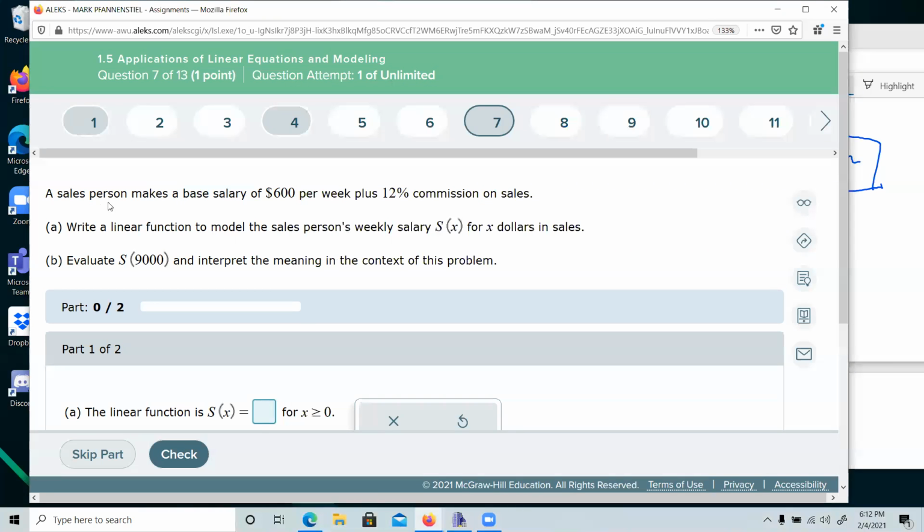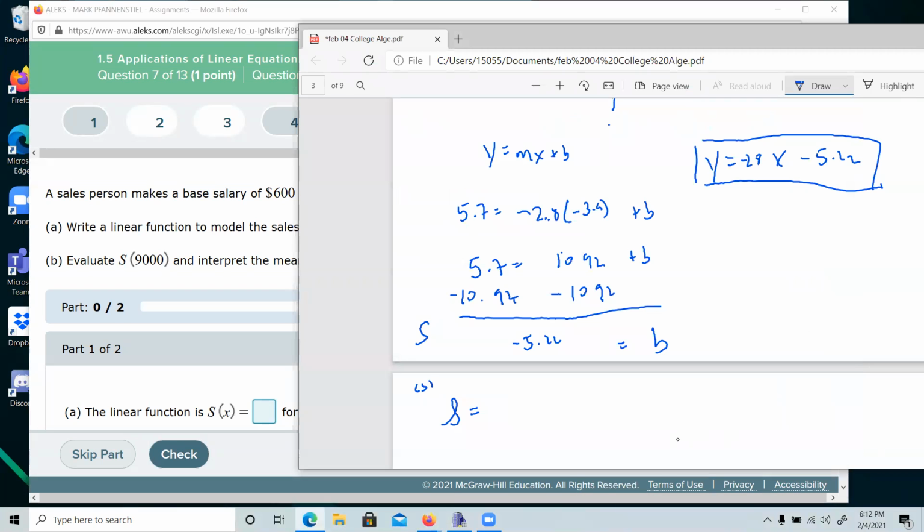Okay. So the person makes a base salary, $600 a week plus 12% commission on sales. So $600 a week plus 12%, right? That's what 12% means. You take the decimal place, you move it 2 times. So if I had 9%, that is 0.09, because there's a 0 in front. We move the decimal place twice.